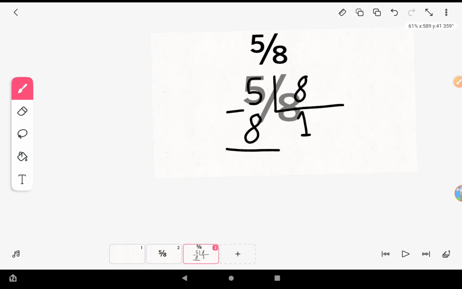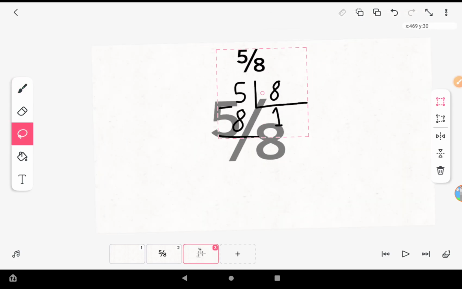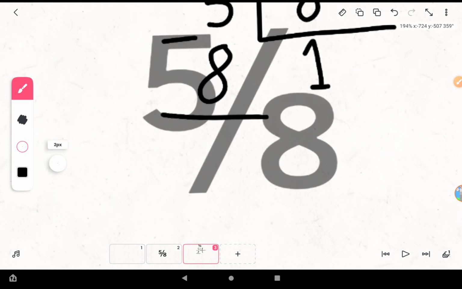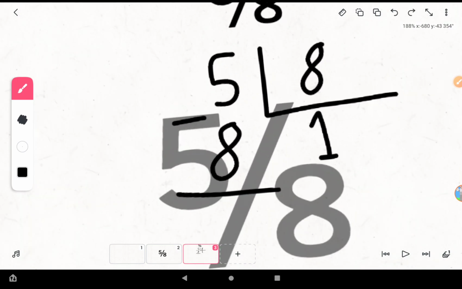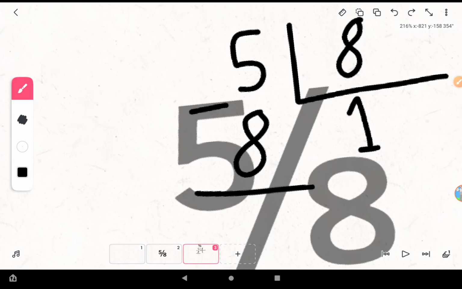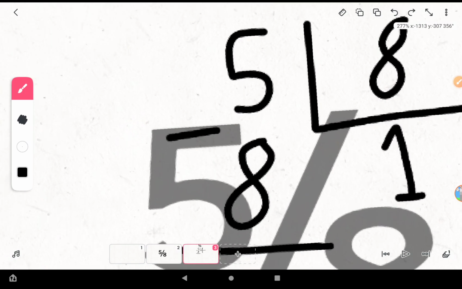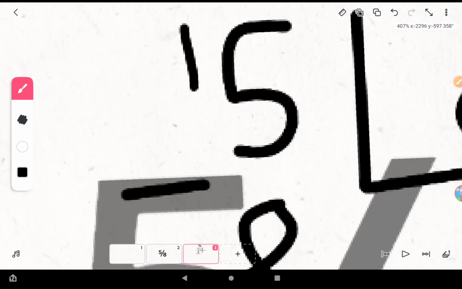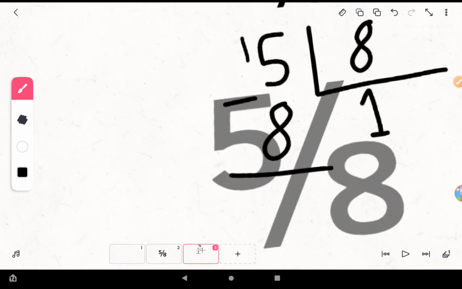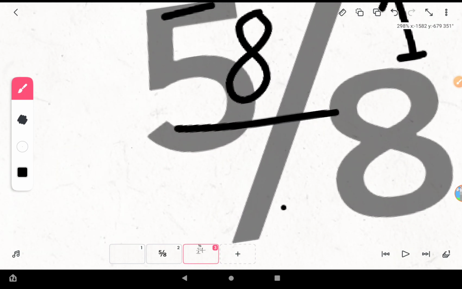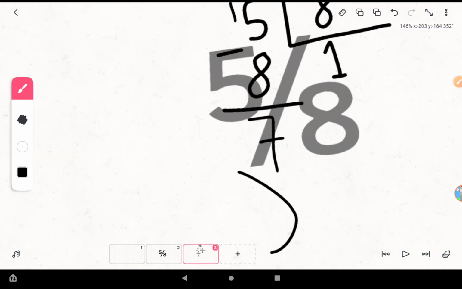Now we have to do the minus. Now you do 5 minus 8. It is negative 3, right? So you don't do that, because it may be very confusing. Instead you put 15 minus 8. So 15 minus 8 is 7, right? So put the 7 right here, and then you're done.